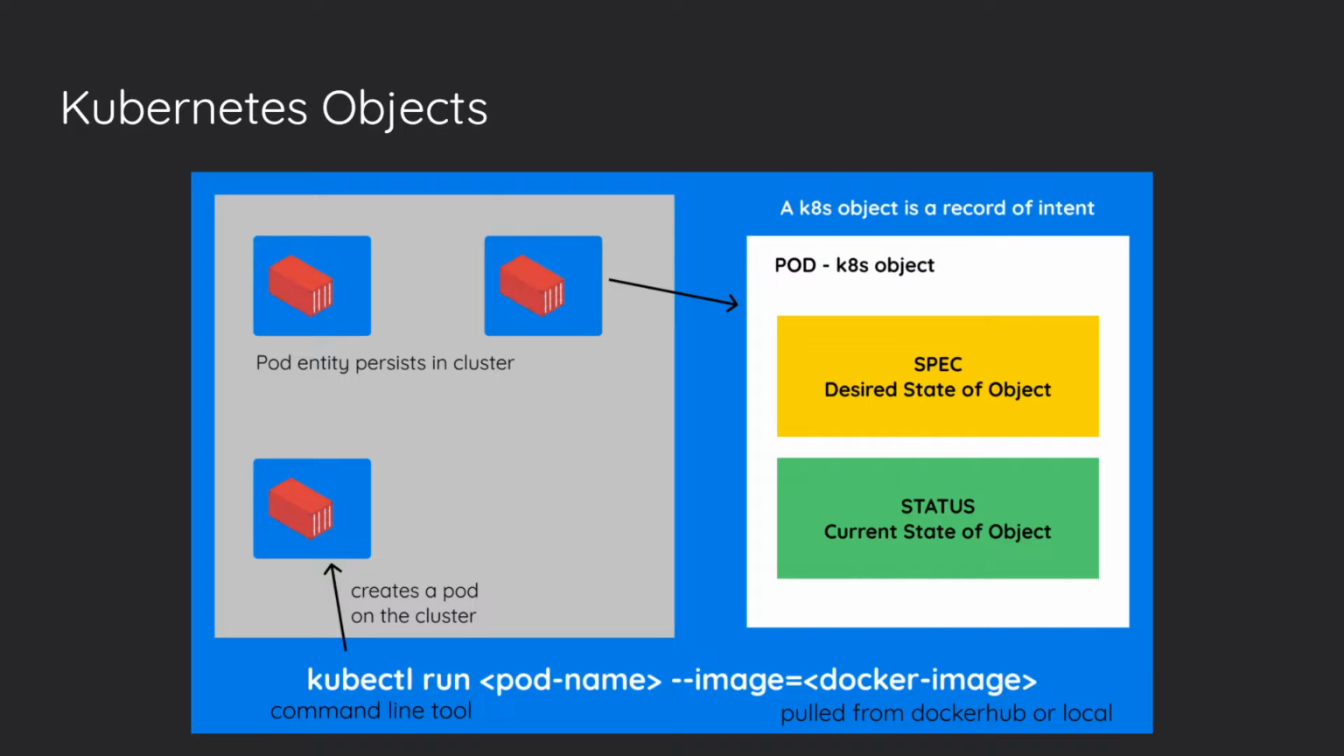Almost all K8s objects include two fields that govern the object's configuration. One is the spec field, which represents the desired state of your object, and the second is the status field, which represents the current state of your object. The Kubernetes control plane continually tries to ensure that your object's current state matches the applied desired state.